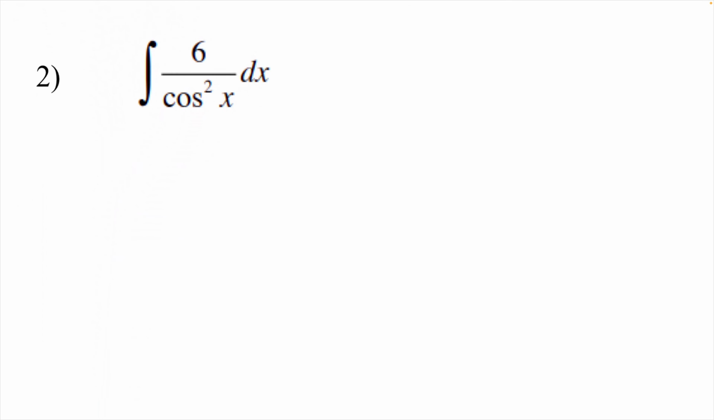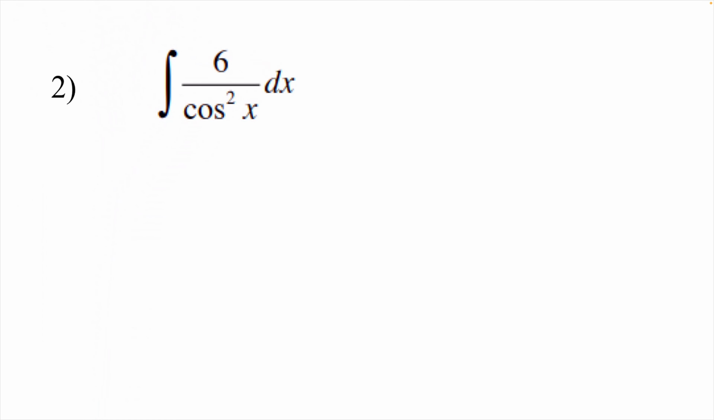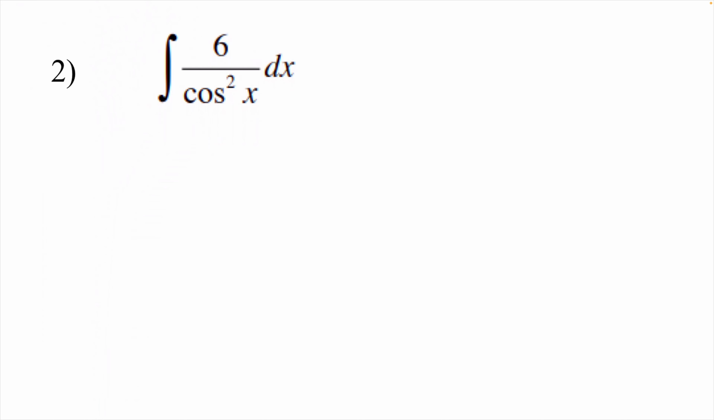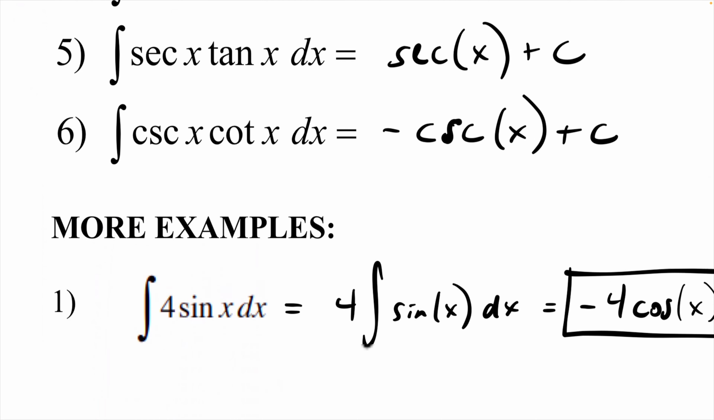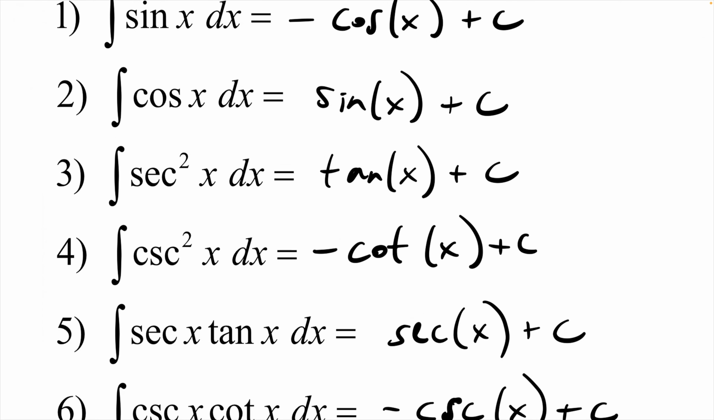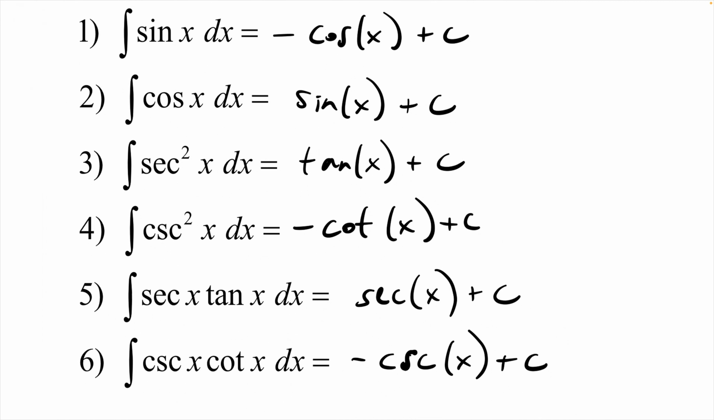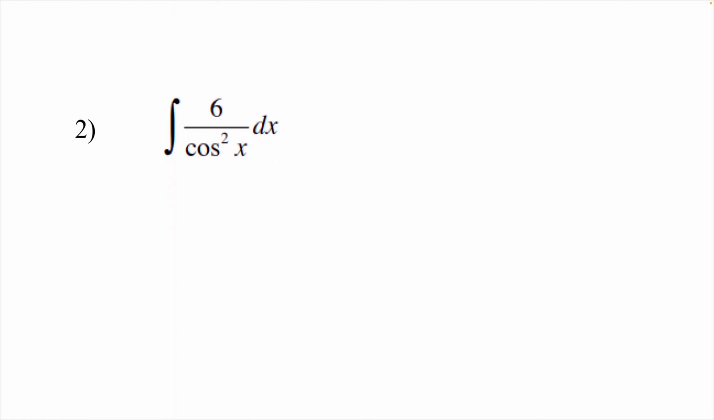Let's look at number 2. Number 2 is a little, not tricky, but a little different. The reason it's different is because on the list from the page right above this, is there anything that says cosecant squared? I have cosine. Was there any of these that said cosecant or cosine squared? No, just regular cosine, right? So I have to manipulate it a little bit.